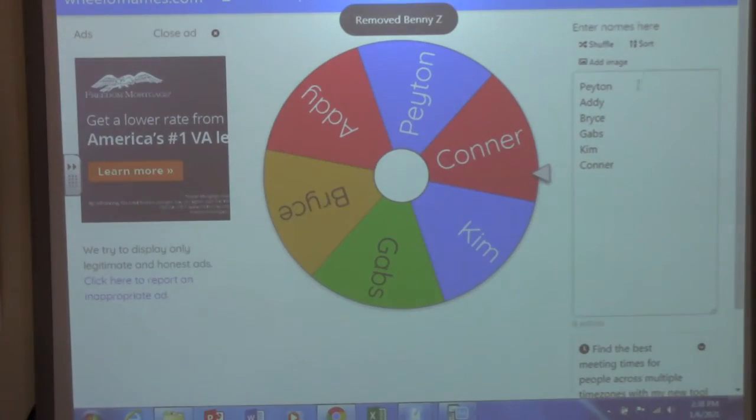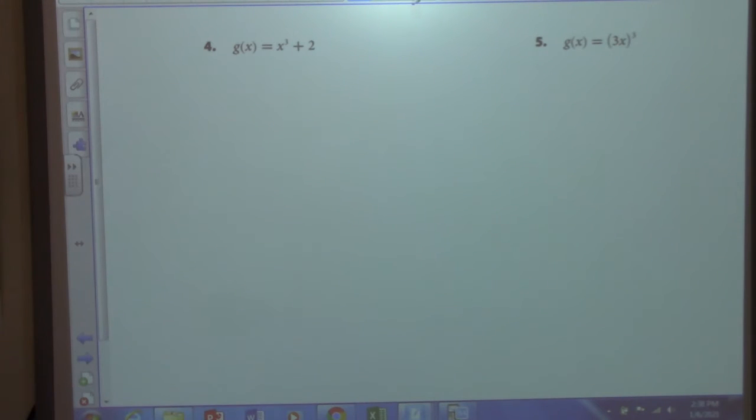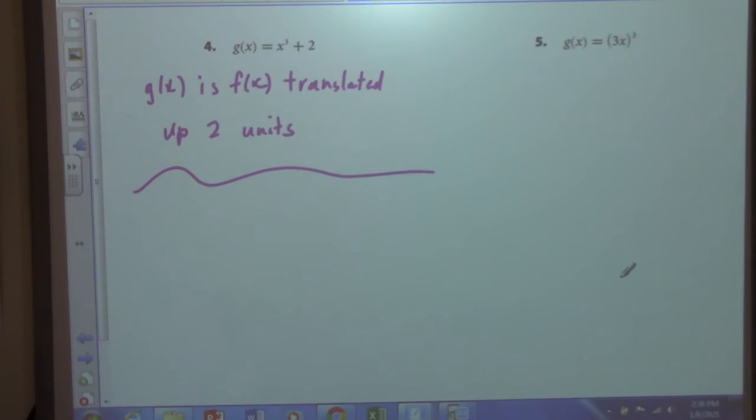Yeah, number 4. Go ahead and do number 4. Go ahead, Ben. It's translated up 2 units. No, that is not right, okay? I want everybody to know that. Okay, so that's that one, right? All right, thank you, Ben. I know that was a tough problem, but Ben, I have to appreciate you rising to the occasion. Attaboy, Ben.